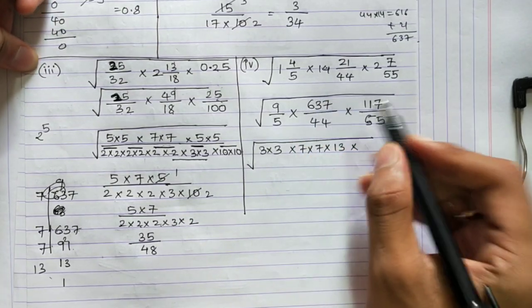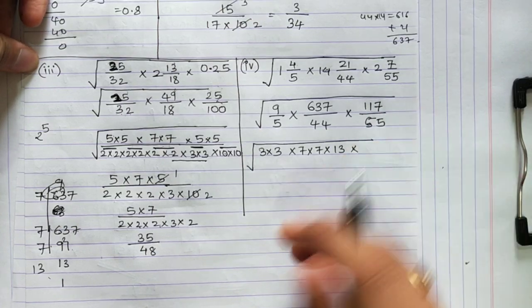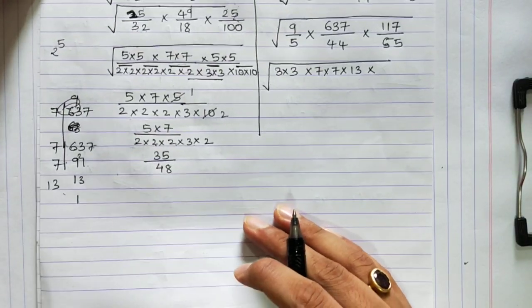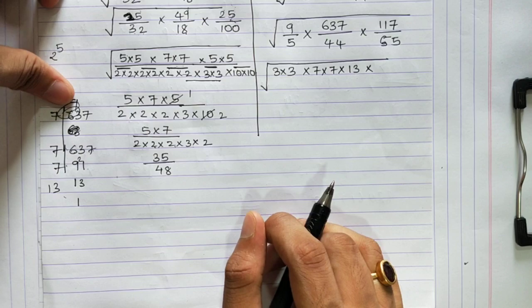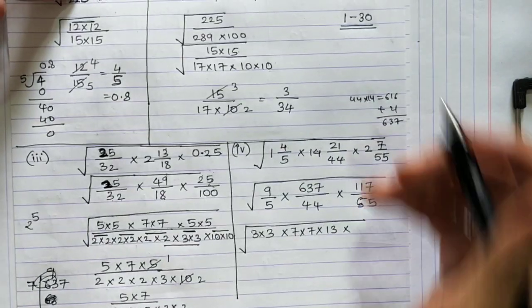Now this 117, we'll have to prime factorize this also. So I'll do the prime factorization here.